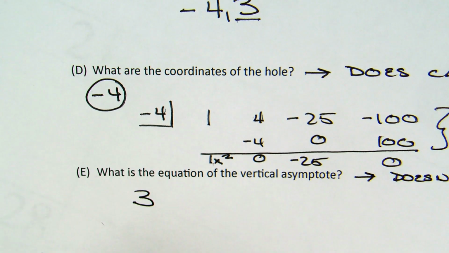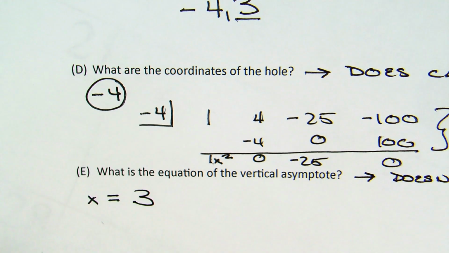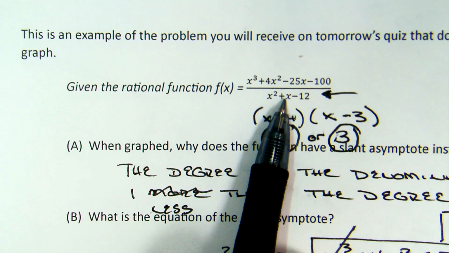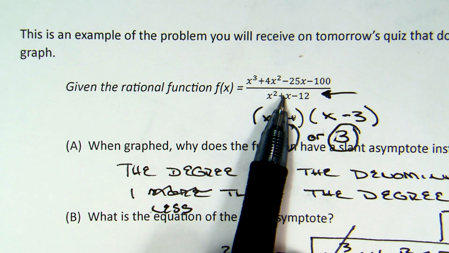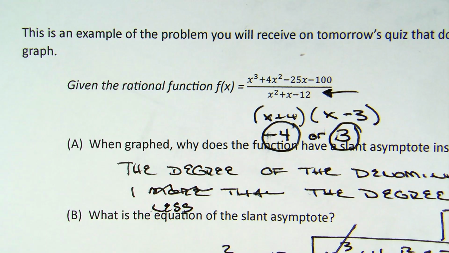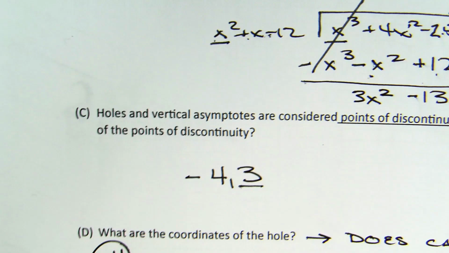All right. Now, the equation of a vertical asymptote is x equals 3. Everybody good with that? The equation of a vertical asymptote is x equals 3. To get the coordinates of the hole, what do we have to do? We have to plug it back in. Now, here's the problem. You can't plug it in here. Because if you plug it in there, what are you going to get for your denominator? 0.